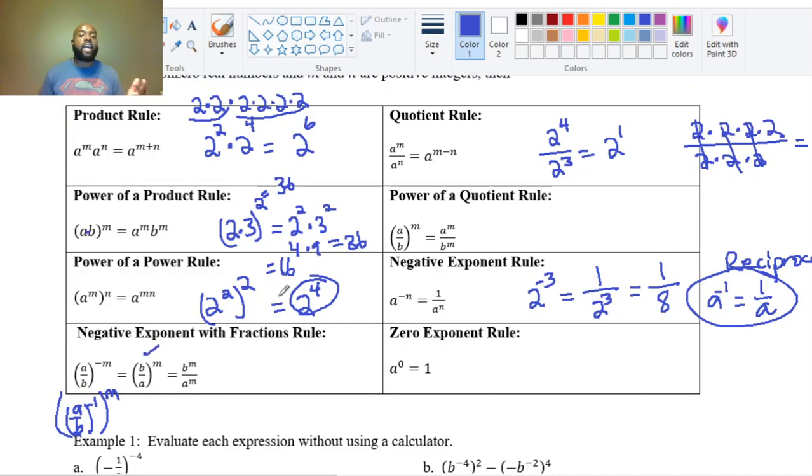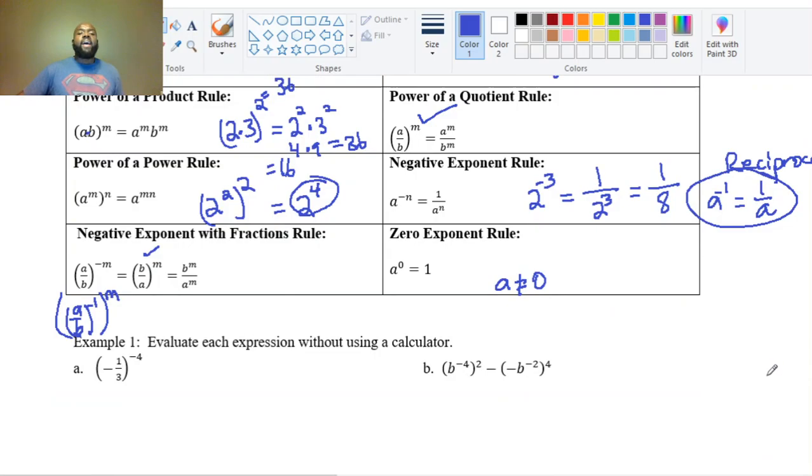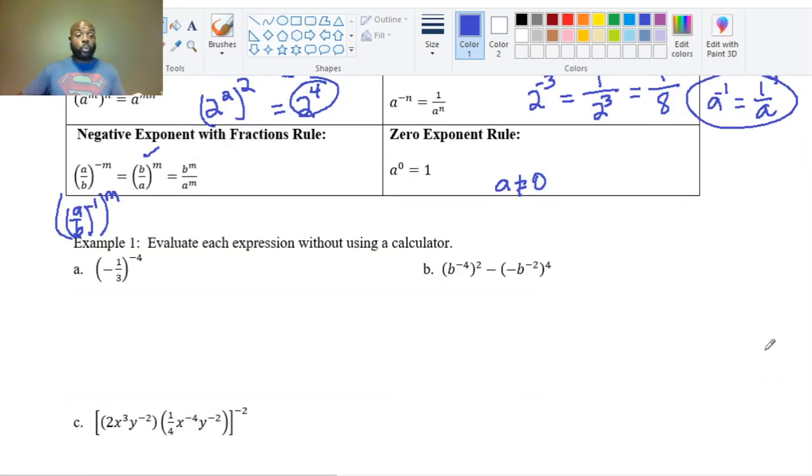And then if I look at this power of a quotient rule here, I can apply that m as the exponent on both the numerator and the denominator. And last but not least, we have a zero exponent rule. Anything to the 0 power equals 1 as long as that thing does not equal 0. All right. So this will be a review of your rules of exponents. Let's apply this to a few examples here.